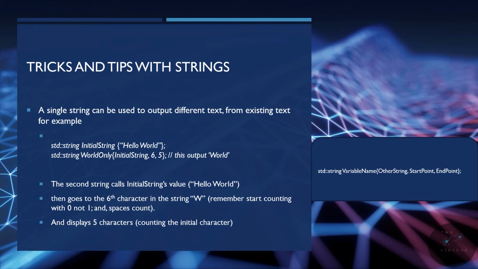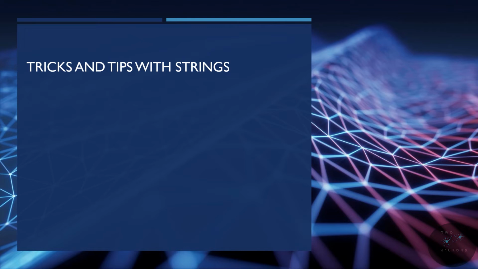So starting with the initial character we've included, W, going to the end is 5 characters. Thus we would get world. You can do other things with strings. So if you have some repetitive text, like you want to put a line break in, you don't need to make a string with all the same characters over and over again.